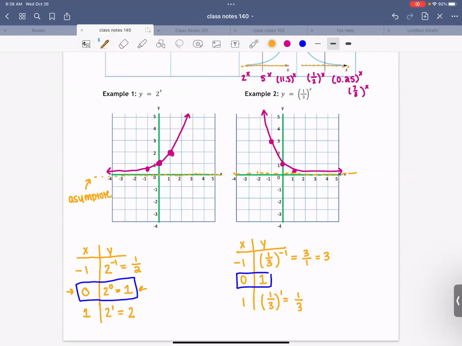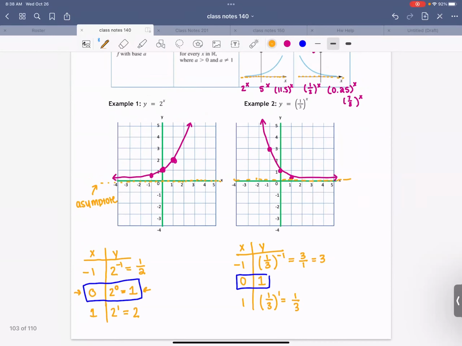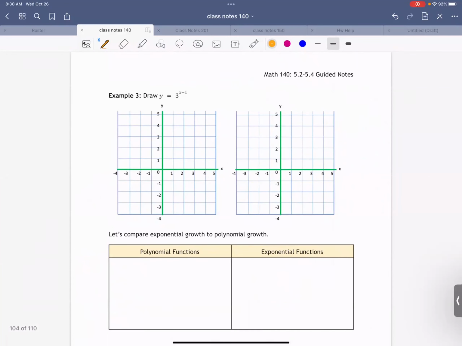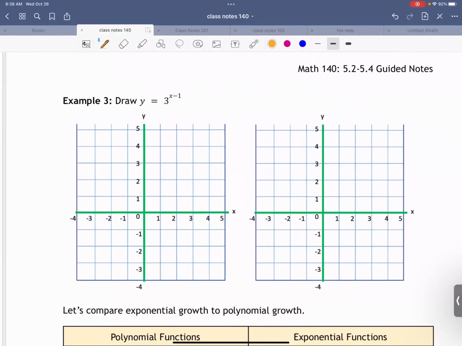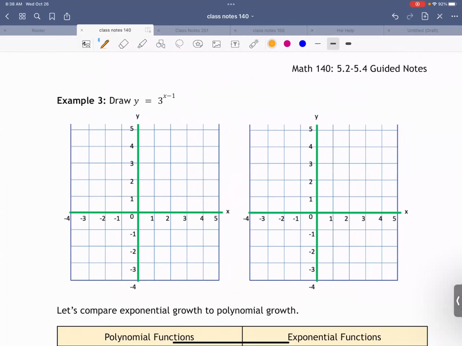Any questions on drawing basic exponential functions? All right, let's make it a little bit harder. Okay, so if we flip over to the next page, we have an exponential function that looks a little bit different than what we dealt with before. This time we have 3 to the x, but in the exponent, we don't just have x by itself, we have x minus 1. What do you think is going on here?